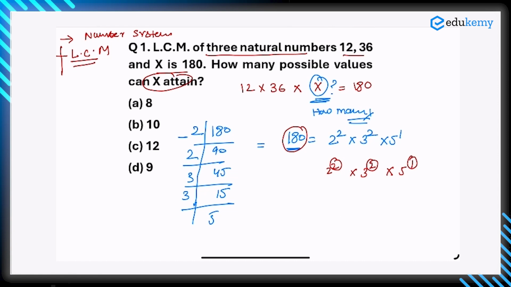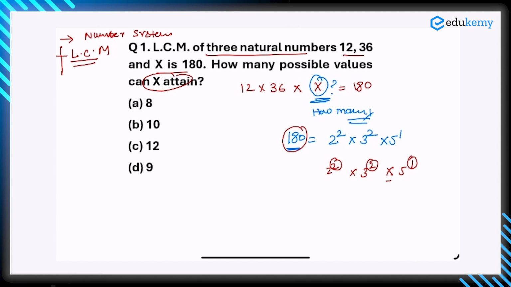So we should keep in mind the x we are taking here should not have power more than 2 raised to power 2, 3 raised to power 2, or 5 raised to power 1. If it is less than that, it will work. That will be the factor. Okay, so now let's focus on it. Let's see what can be the options here.